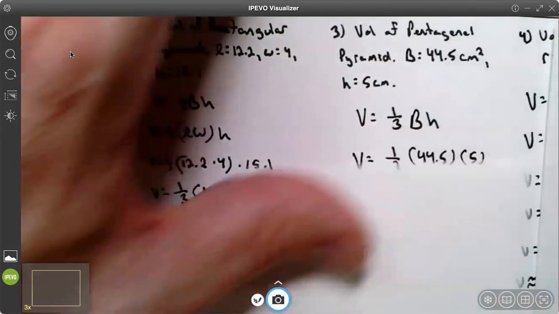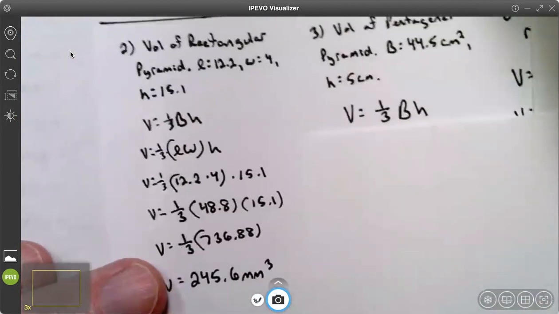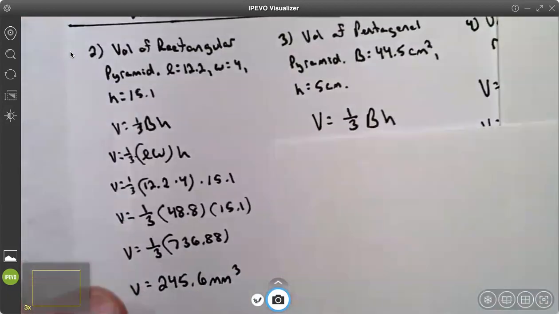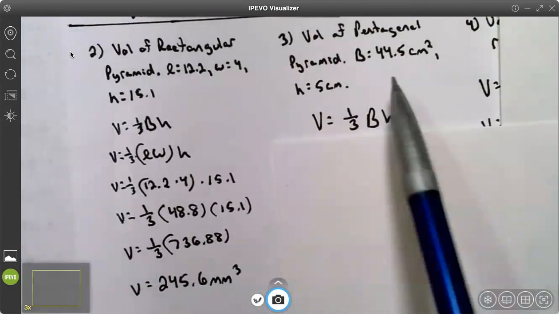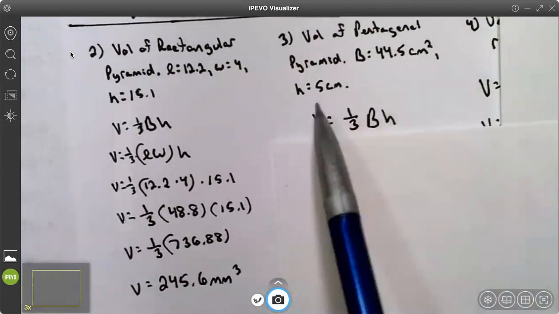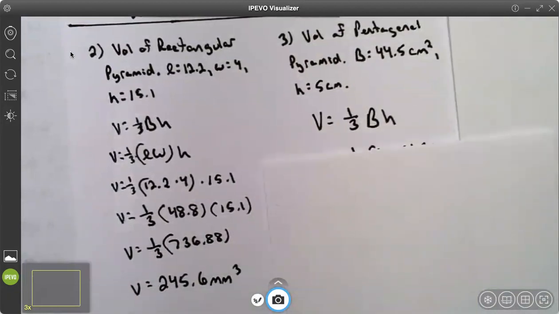Let's look at number 3. Number 3 said find the volume of a pentagonal pyramid. Remember, it gave us the area of the base, 44.5, and the height, 5. So we don't even have to worry about finding the area of the base. Go ahead and do number 3.